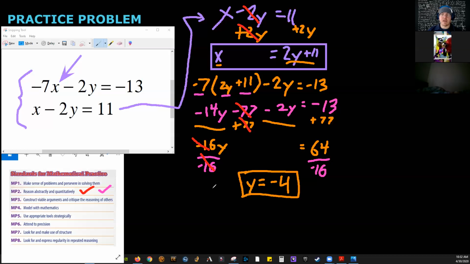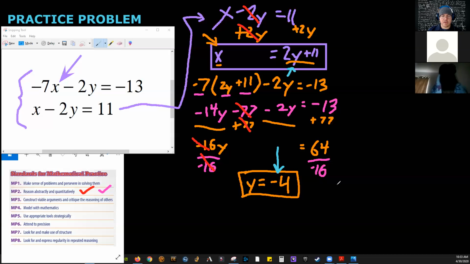So y is equal to negative 4. Now, once we have that, remember, we had a sentence up here we had engineered where it said x equals stuff. Well, now what we can do is take this value of y, the negative 4, and plug it in for this y right here and figure out what x is equal to.